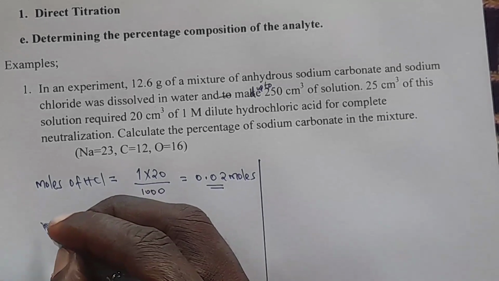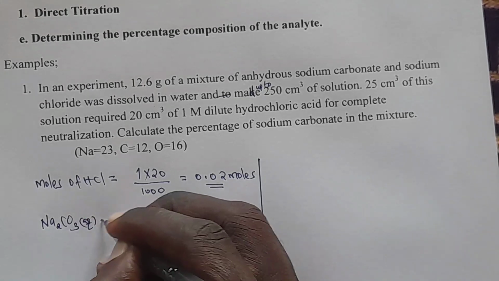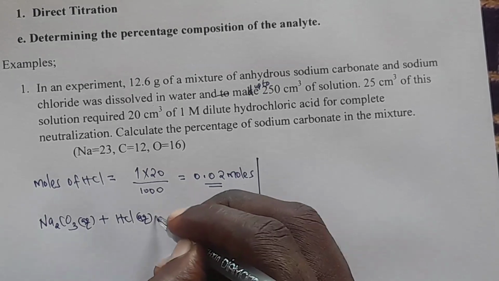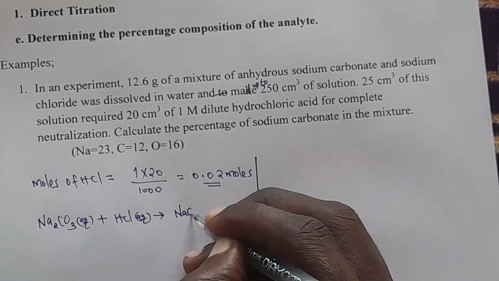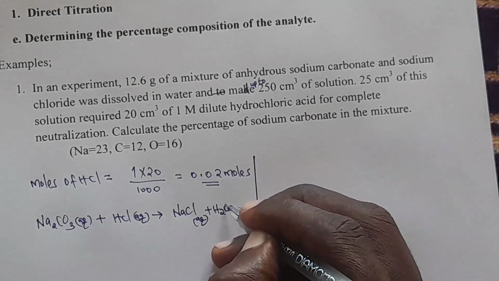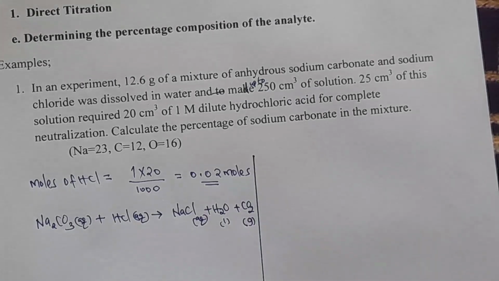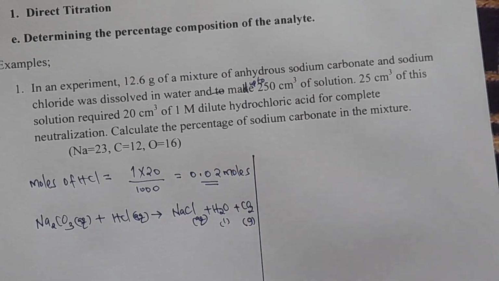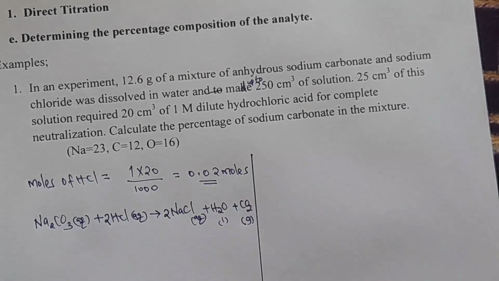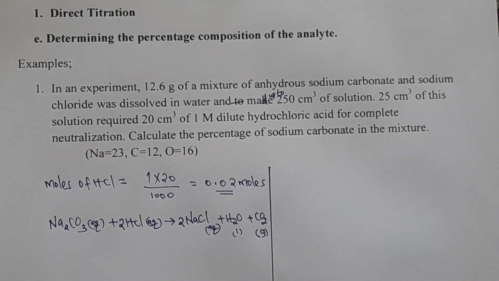So we have sodium carbonate solution reacting with hydrochloric acid, HCl, aqueous. We will get sodium chloride, aqueous, plus water, liquid, plus carbon dioxide, which is a gas. We are supposed to balance the equation. We are going to have 2 on the side of hydrochloric acid and 2 on the side of sodium chloride. So that reaction is balanced like that.